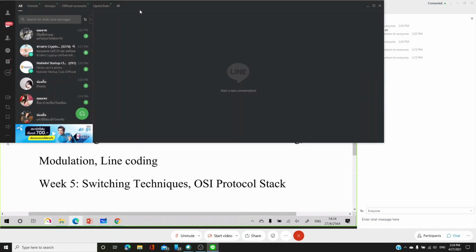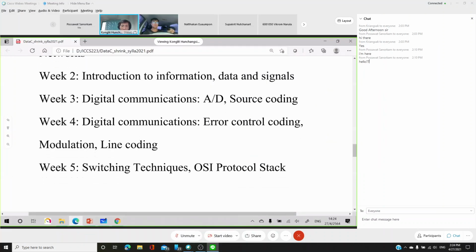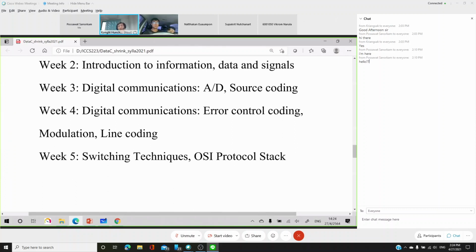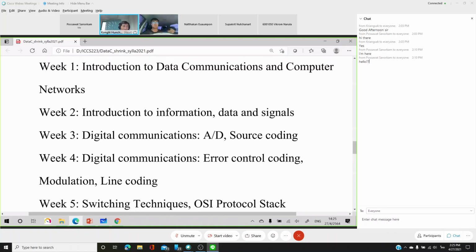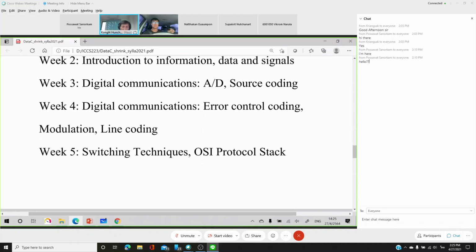All right. So in week 5, we're going to start into computer network. Weeks 1, 2, 3, 4 are more like communications in general. And in week 5, we start going into computer network. We're going to talk about switching techniques, and like our LAN, local area network, computer network.